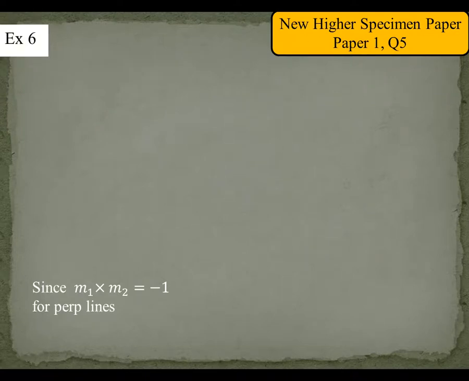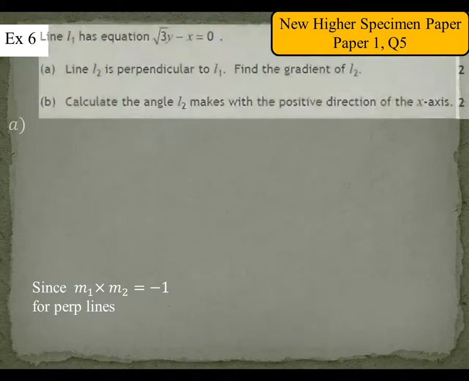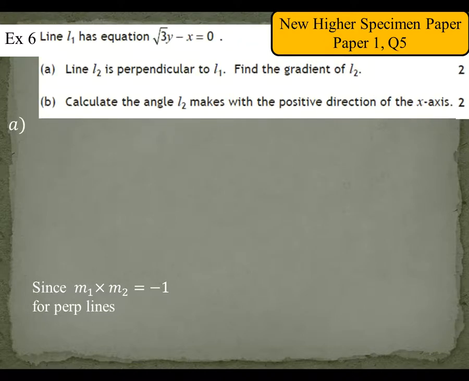Apologies about that wee bit at the bottom. That'll make sense, but this is taken from the New Hire Spaceman paper. So the equation is: line L1 has equation root 3y minus x equals 0. Line L2 is perpendicular to L1. Find the gradient of L2.